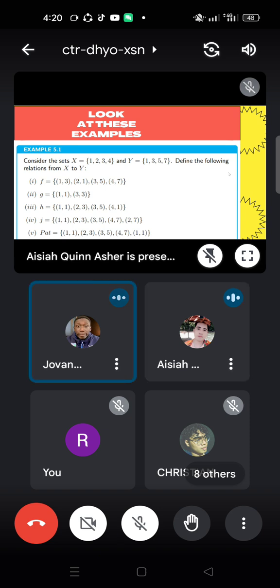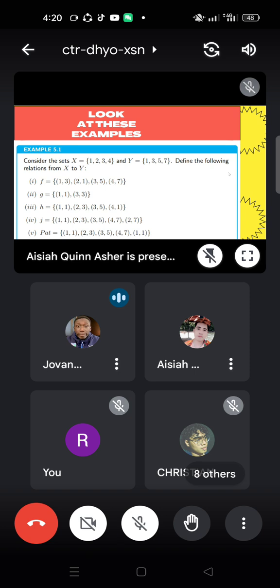So therefore, your range, Mr. Ratio, is just a subset of your codomain. It is not necessary that your range equals your codomain. Okay, sir. Noted, sir. Thank you, sir, for enlightening. Are you with me? Yes, sir. Your range is not necessarily your whole codomain. Your range is just a subset of your codomain.